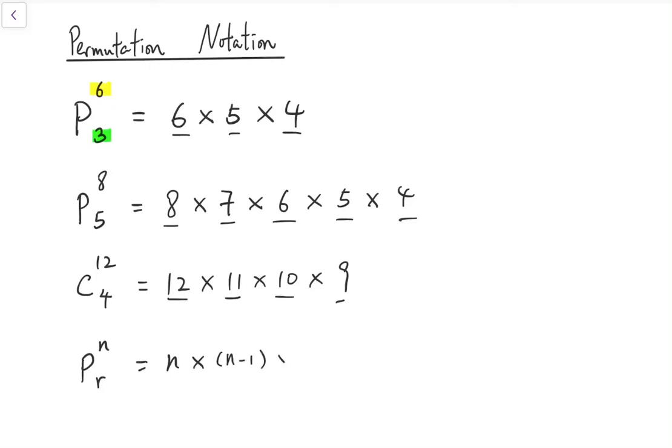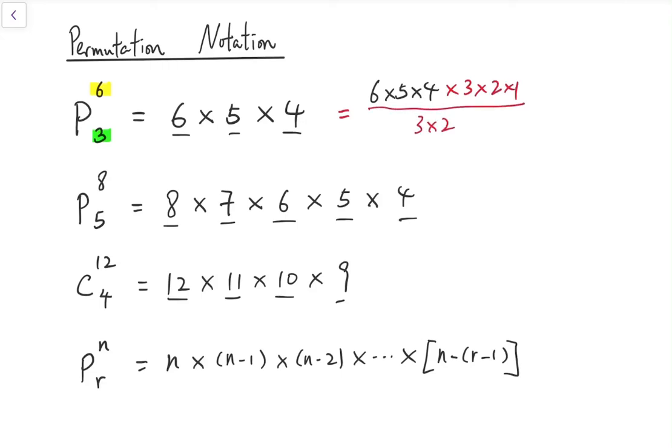So in general, you get nPr: you start from n, then n minus 1, n minus 2, and so on, counting r numbers. This is counting the numbers. Actually, we can also represent this in another notation. Take 6 times 5 times 4: you just imagine it's 654. So finally, you get 6 factorial over 3 factorial. And similarly, here we can have 8 factorial over 3 factorial.